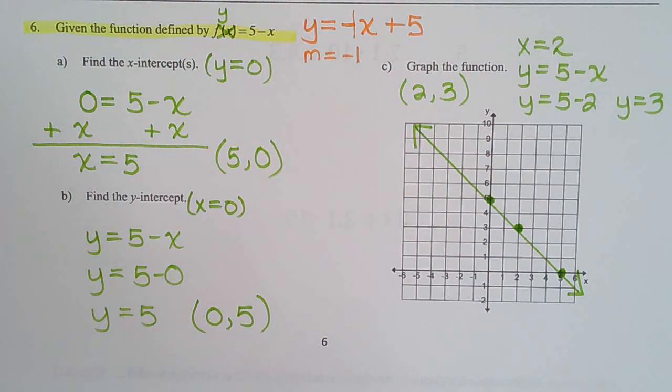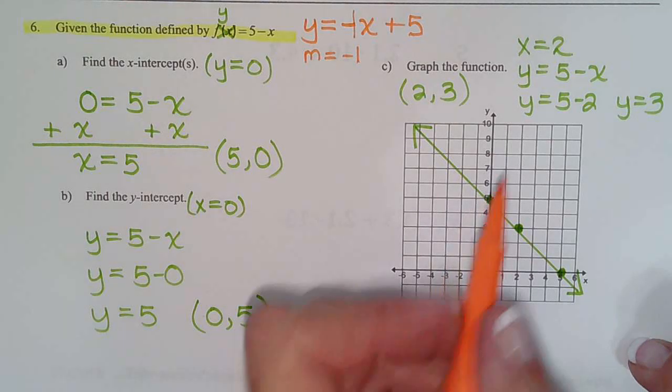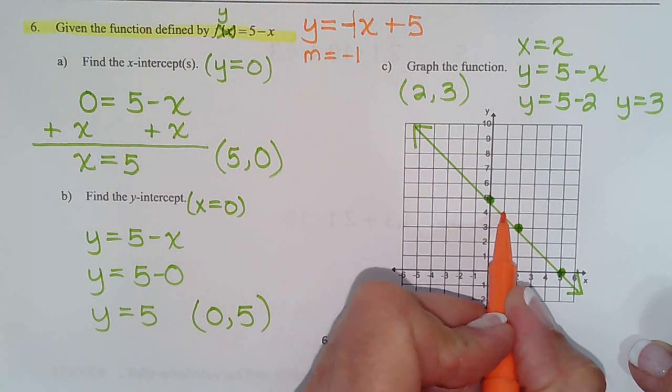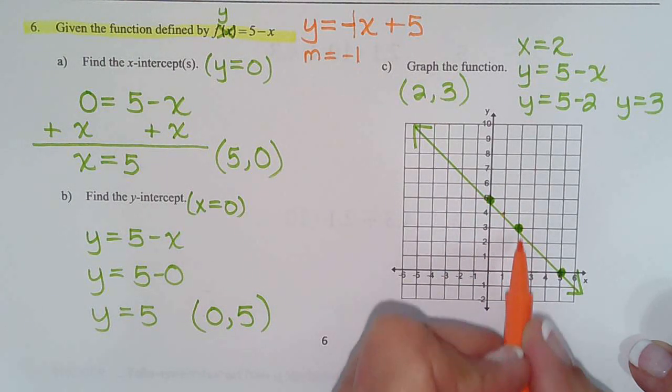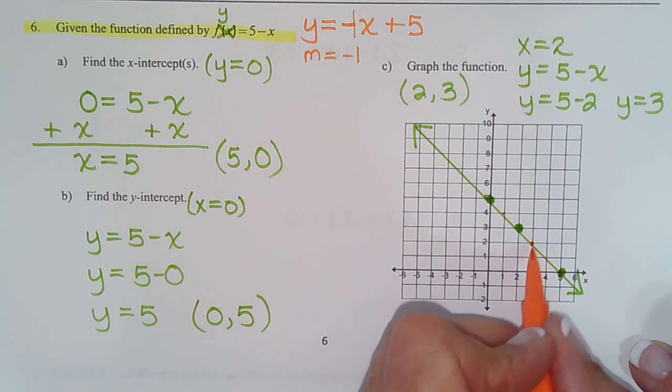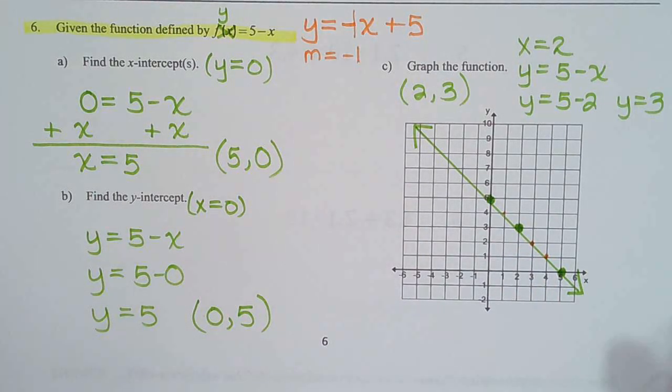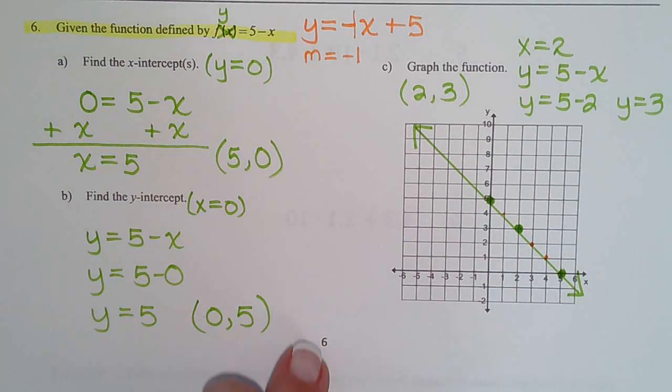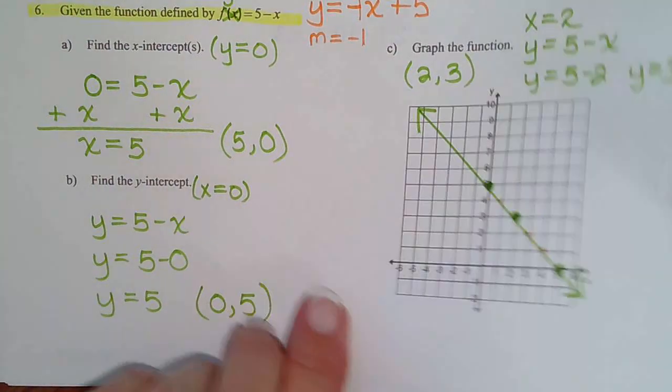And that means you should be able to go down 1 over 1, there's a point, down 1 over 1, there's a point, and so on. So you can verify the slope on the graph as well. Okay, let's take a look at page 7. That was pretty easy stuff, right?